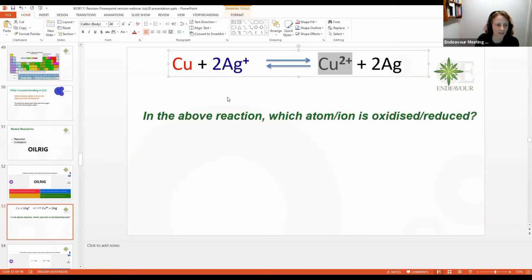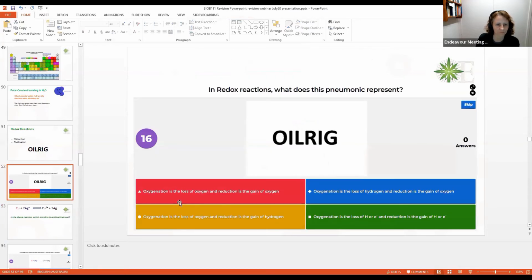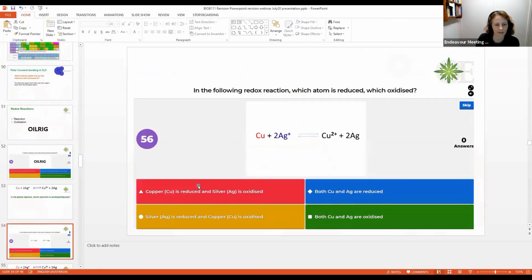So Maddie, reduction is the gain of electrons or hydrogen. So copper has gone from having no charge to 2 plus, so it's lost 2 electrons. So oxidation is the loss of hydrogen and electrons. So if we look back at the question, you can see a lot of you said that copper is reduced and silver is oxidized. So copper in this case has lost 2 electrons. So it's Cu2 plus now.